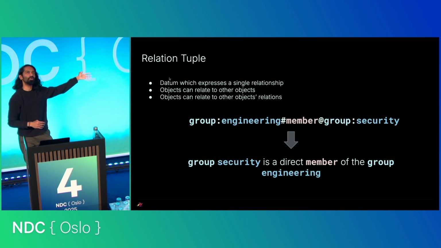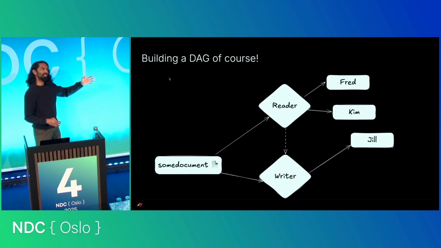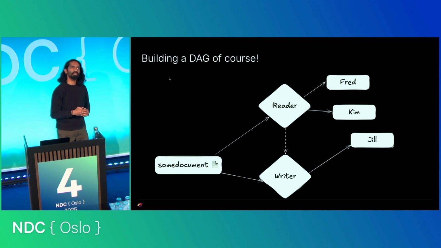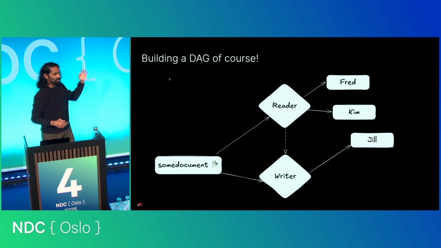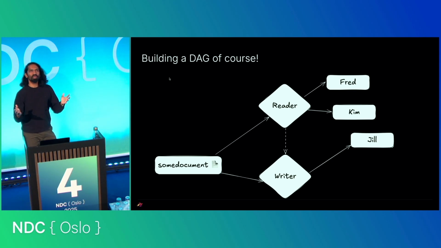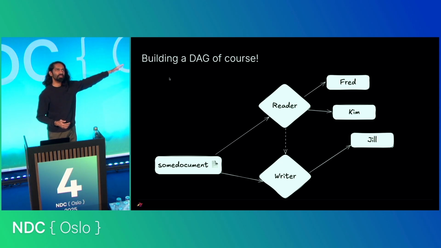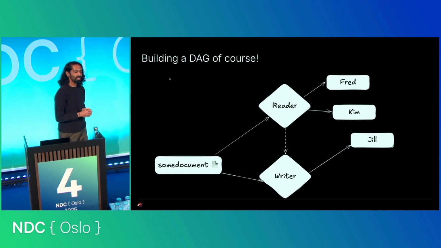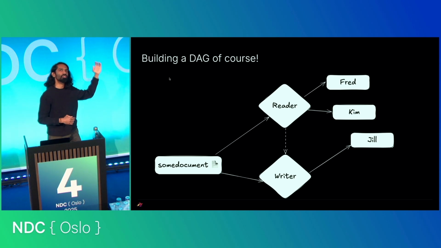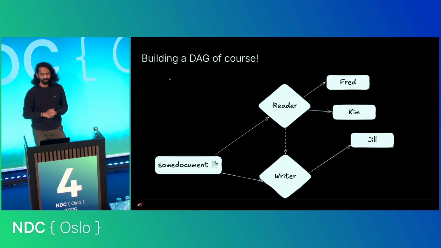But what are we really doing with all this data? Well, essentially, we are building a directed acyclic graph. If you look at computer science theory, it's very easy for computers to process data when you look at graphs and nodes. So essentially, with that relation, you are building a directed acyclic graph. Taking the example of Google Docs again, say you have a document, you have readers, so Fred and Kim, and you have a writer, Jill. You will notice a thin dotted line between reader and writer, which means that all the people who can write to a document can also read the document. So again, this is more efficient than having separate lists for reader and writer.